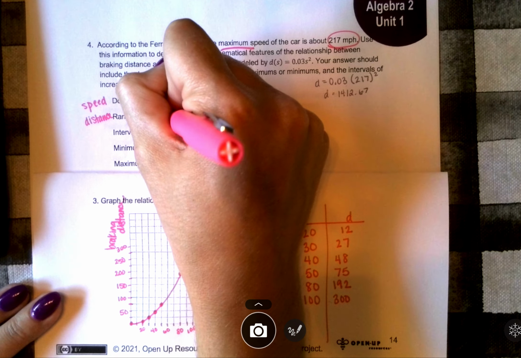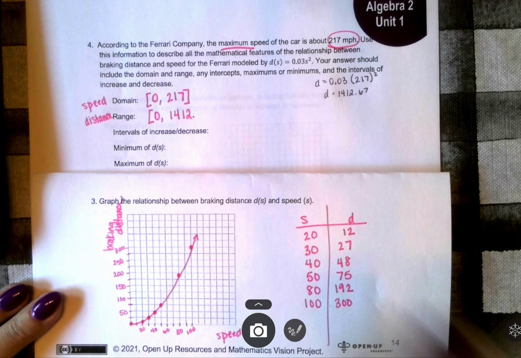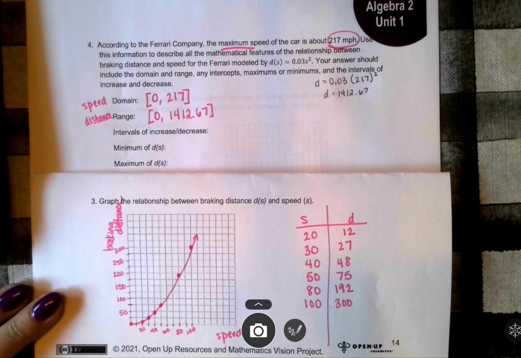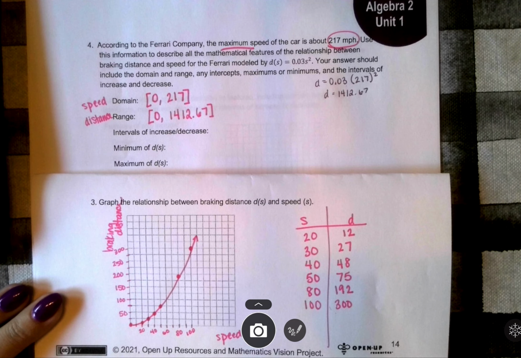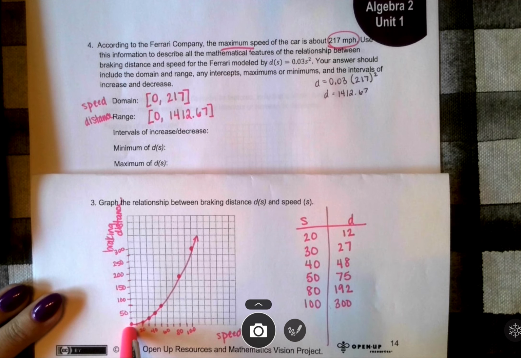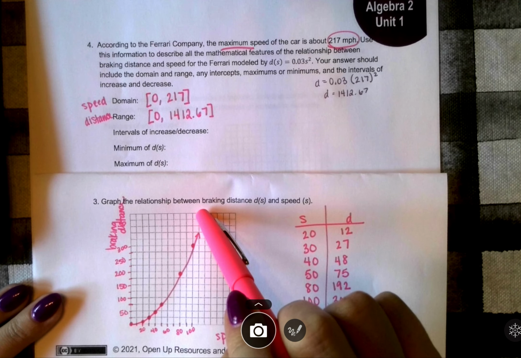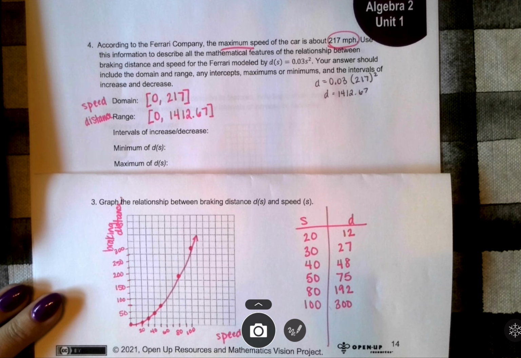And then for my range, that'll be the maximum braking distance that I would need because it corresponds with the maximum speed that I can go in this car. So then for my intervals of increasing or decreasing, if I look at my graph, my line is going up as I go from left to right the entire time. So it is increasing on the entire interval of our domain.